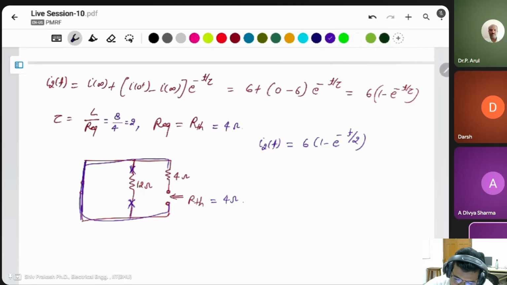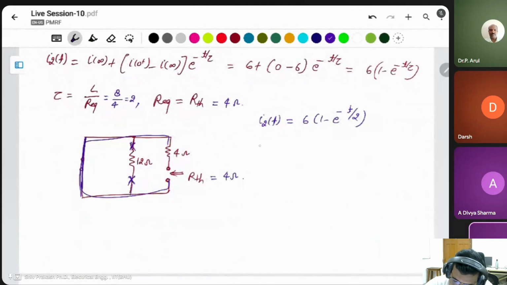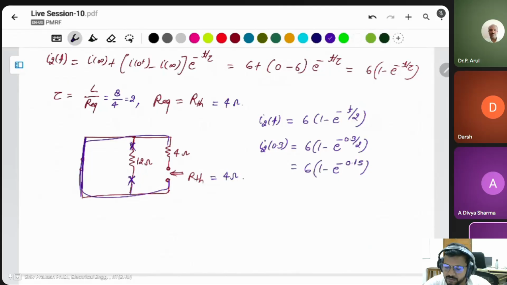Okay. But the question is asking for the value of the current at t is equal to 0.3 second. Then I2 at 0.3 second will be 6 into 1 minus e to power of minus 0.3 divided by 2. This is 6 into 1 minus e to power of minus 0.15. You have to calculate this one by your calculator.